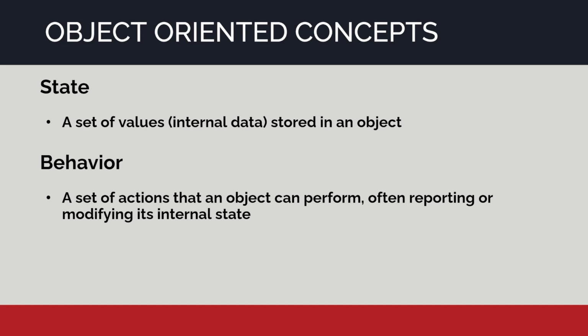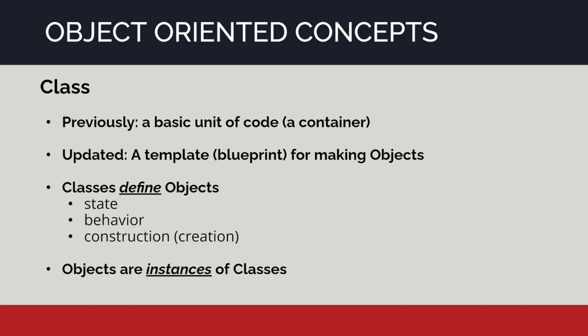All right, so let's move on to a new definition for class. What is a class? From the very beginning, we had to talk about classes because in Java, everything has to go in a class. All your code has to sit inside of a class. Our basic definition was that a class is a basic unit of code. It's a container or a wrapper for your code. But our more in-depth definition of a class is that it is a template or a blueprint for making objects.